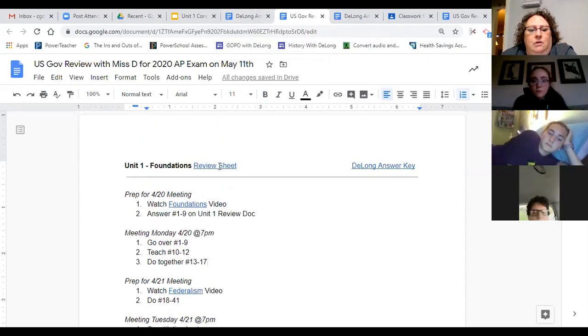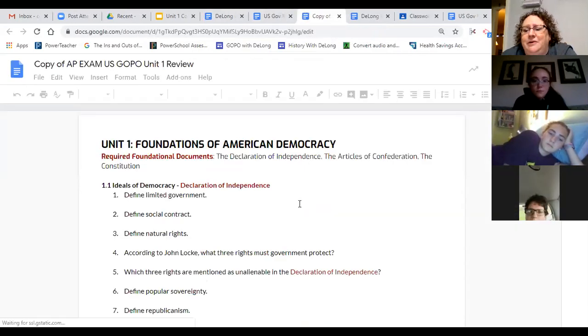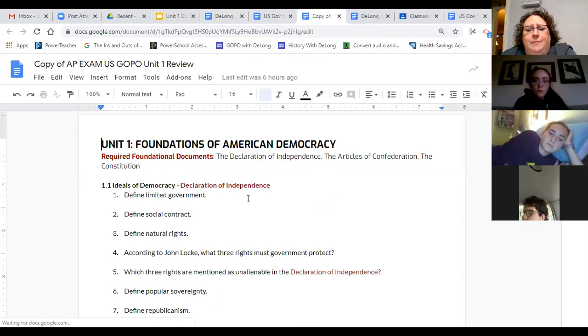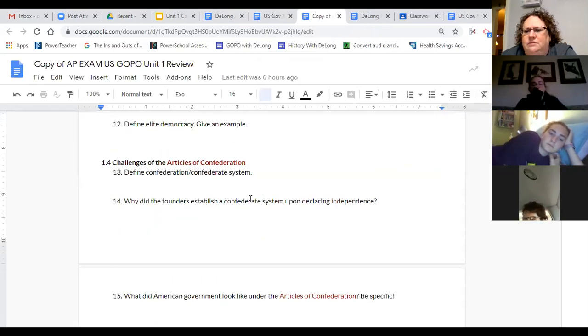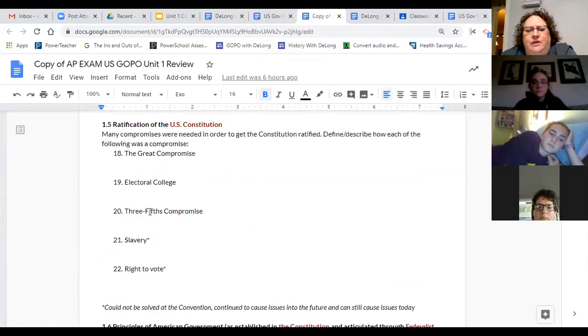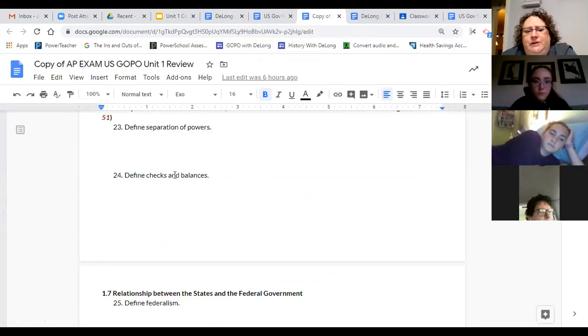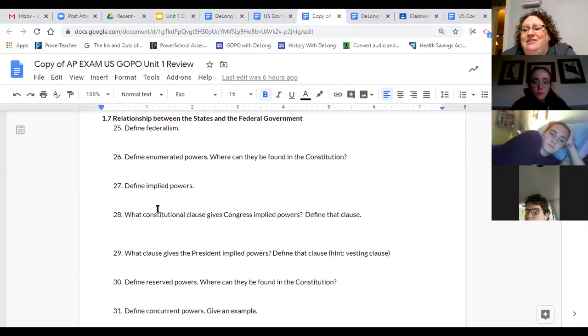I put it in there as materials, so you each have to make your own copy. Can everybody see this? There are some questions here, like where were these words in the Constitution? This is the stuff that's really important to me, 23 and 24, as we're getting into federalism. Federalism is the big concept.